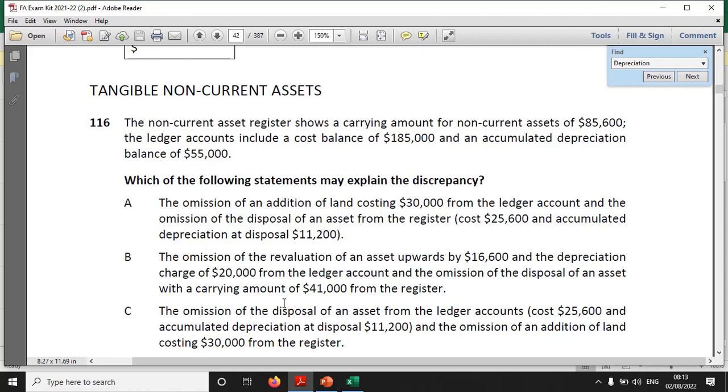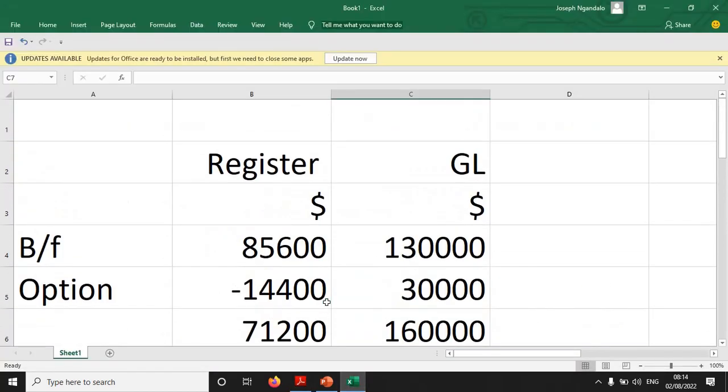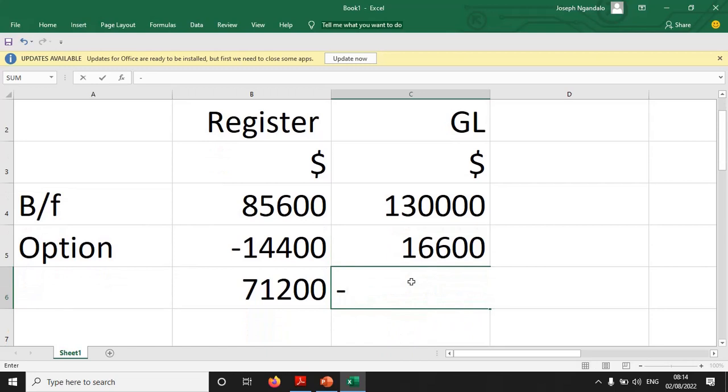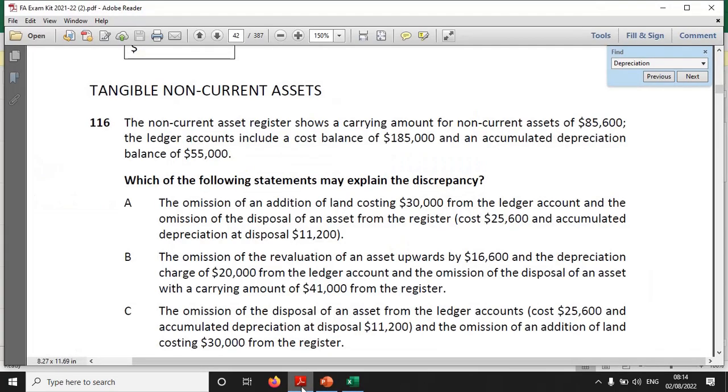From the ledger. So let's do the work. 16,600 comes in as a positive, right? And then the 20 comes in as a what? Minus. Is that okay? I'm going to have to delete. Let's go to the register. What is happening in the register?